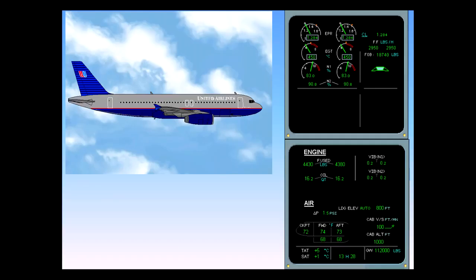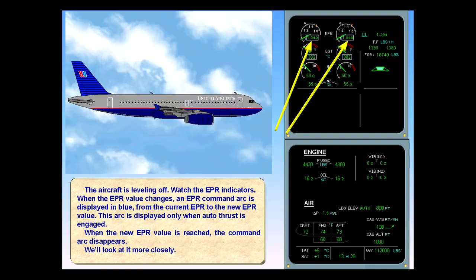The aircraft is leveling off. Watch the EPR indicators. When the EPR value changes, an EPR command arc is displayed in blue from the current EPR to the new EPR value. This arc is displayed only when auto thrust is engaged. When the new EPR value is reached, the command arc disappears. We'll look at it more closely.